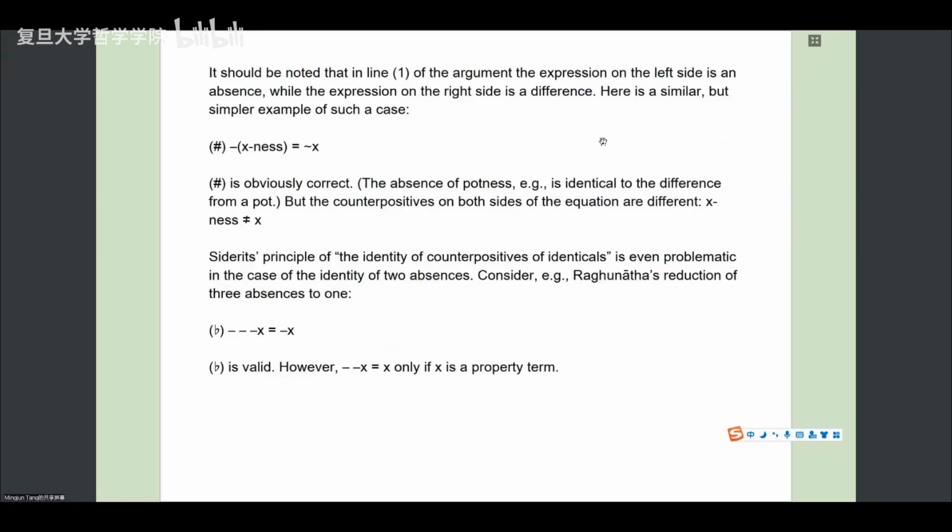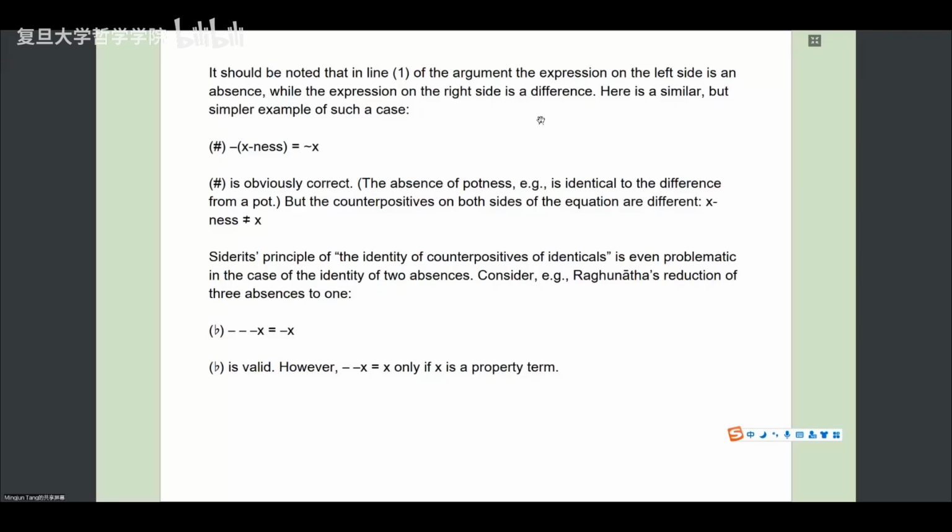So in line 2, we have an identity between an absence and a difference. The absence of the difference from X is identical to the absence of the... just a moment... is identical to the difference from an X. Okay.